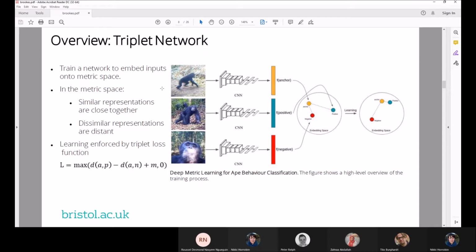The learning objective is that we want embeddings in this metric space which have the same class label to be very close to one another in terms of distance, and data points with a different class label to be far apart. This is enforced by a triplet loss function, which I won't go into too much detail, but it effectively tries to minimize the distance between the anchor and the positive point and ensure that the distance between the anchor and the negative point is greater than the anchor positive pair.